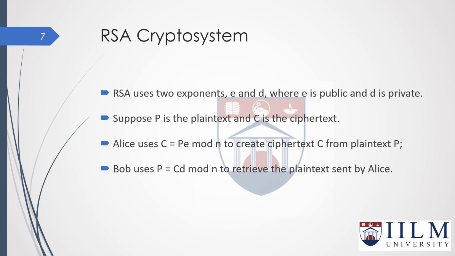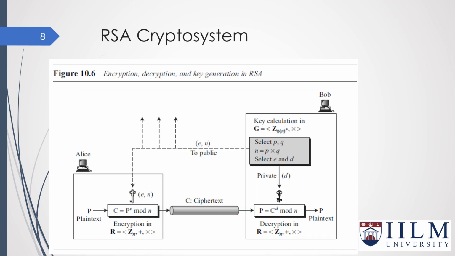Next we'll see in a figure how an RSA crypto system works. This is the pictorial representation of the RSA crypto system. Again, Alice is the sender. Plaintext is available with Alice. Alice is sending the plaintext to the power E and mod N.